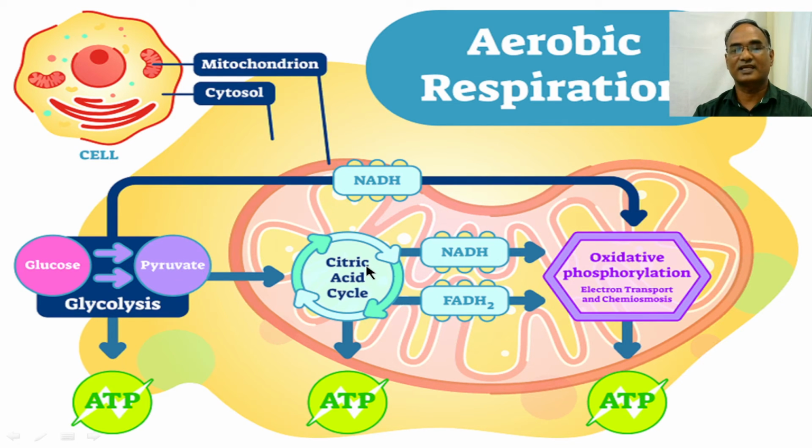Pyruvate enters into the citric acid cycle. The citric acid cycle has to pass further for oxidative phosphorylation. Only at the end of oxidative phosphorylation will you get a lot of energy for your working muscle. So whenever you do some kind of exercise, you can consume more volume of glucose from your blood, so that you will be more active. You can do whatever physical tasks you need for your day-to-day activities.